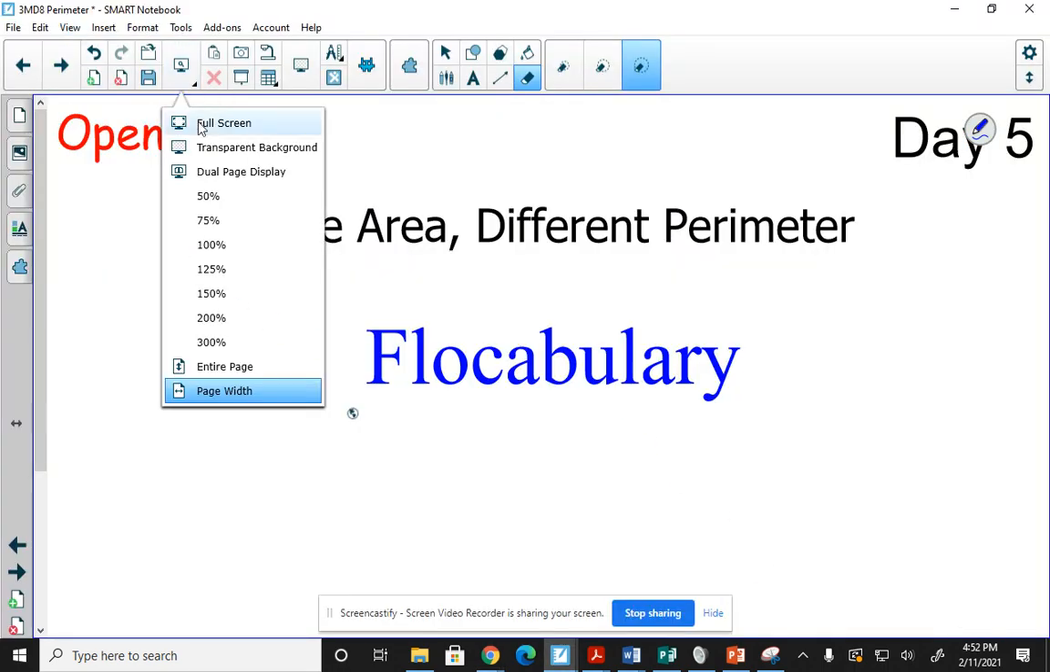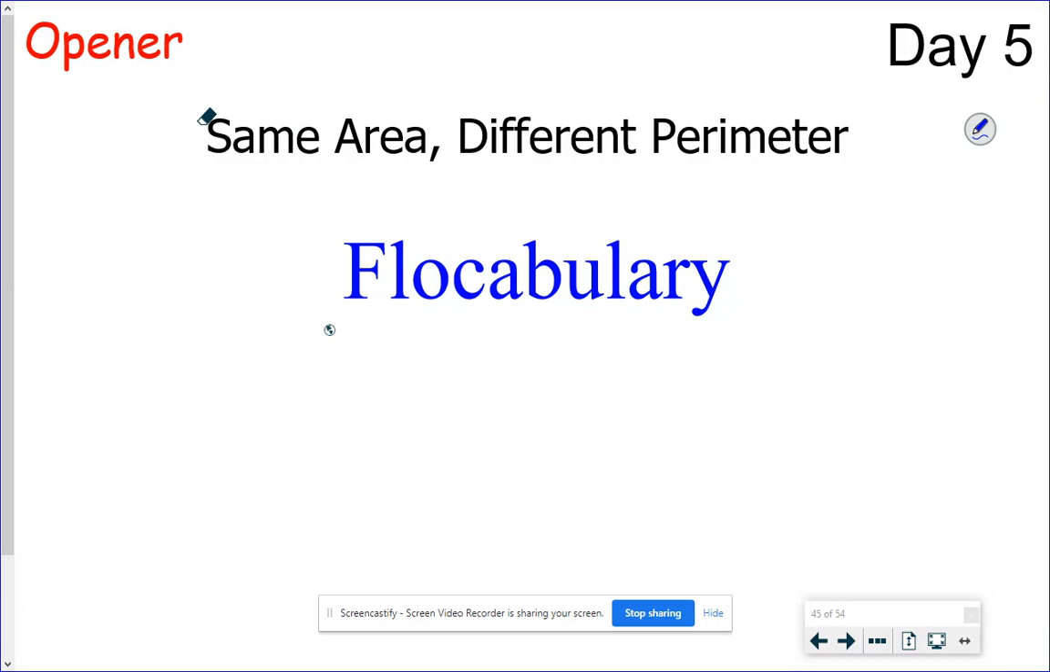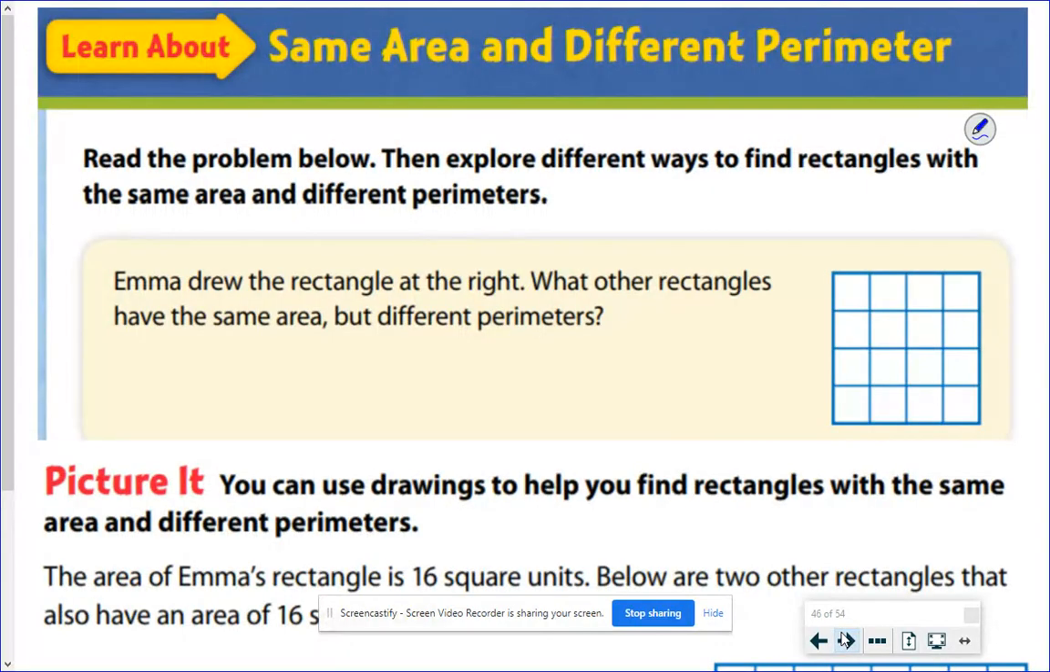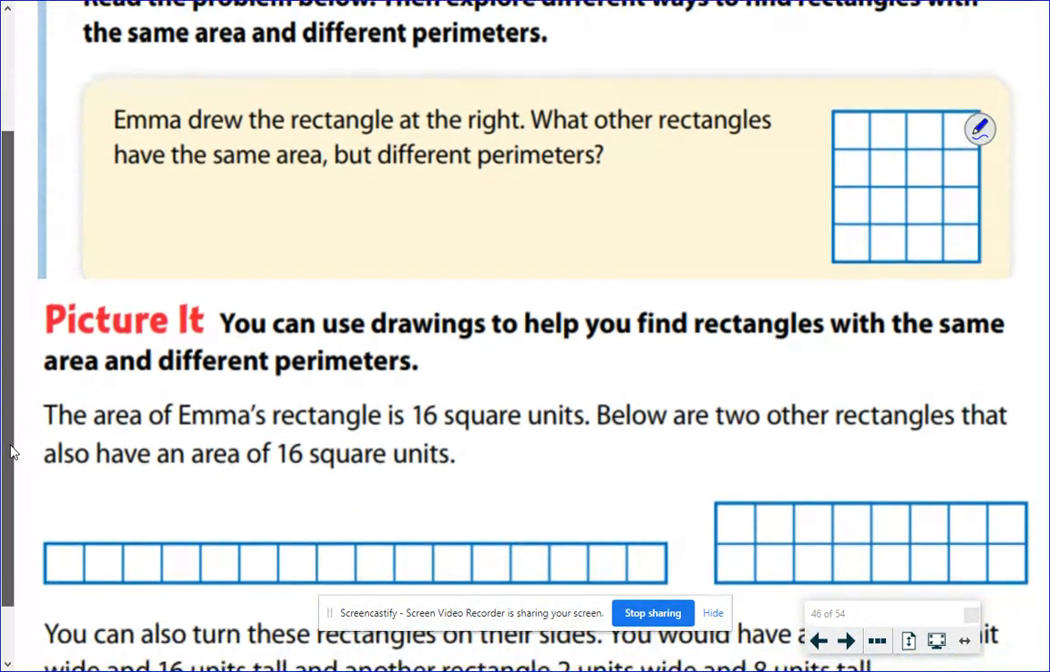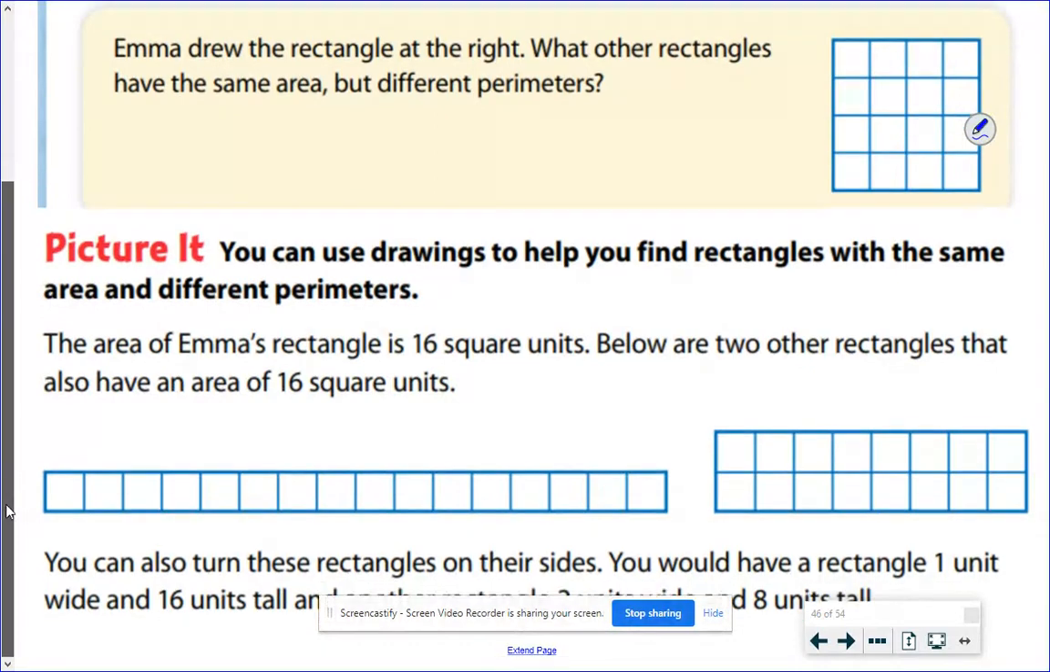This last day's lesson is just the opposite of the one you just watched. We're going to look at shapes and make shapes that have the same area but a different perimeter. So Emma drew the rectangle at the right. What other rectangles have the same area but different perimeters?